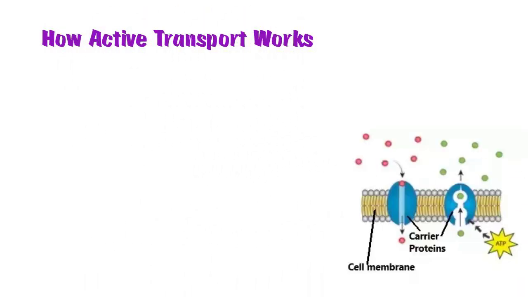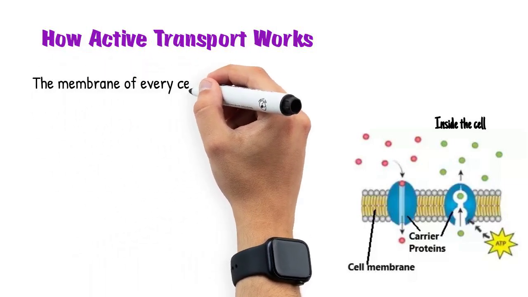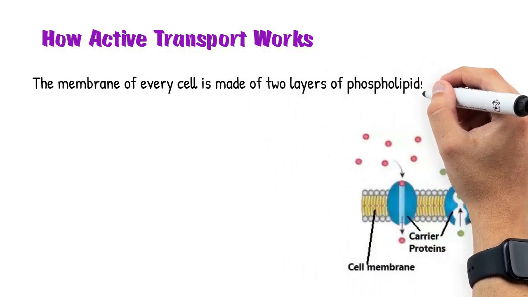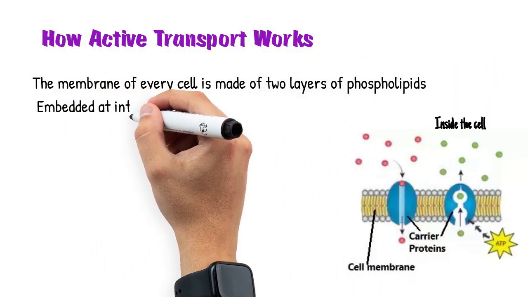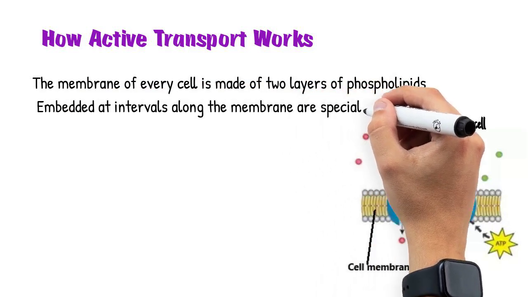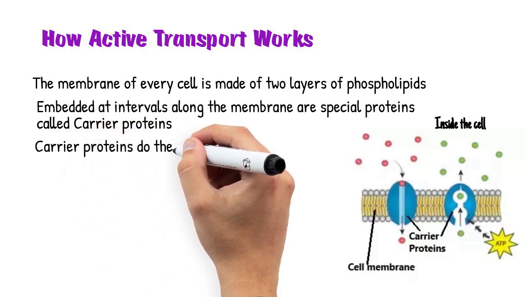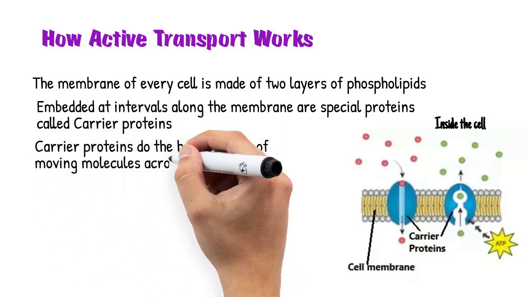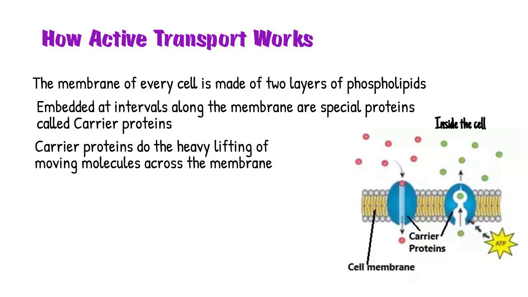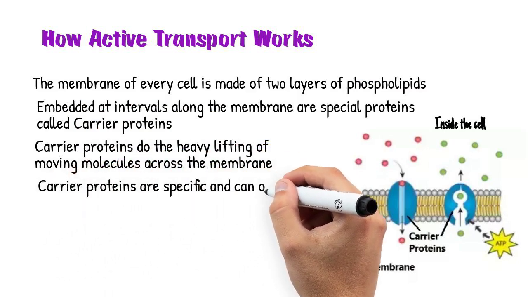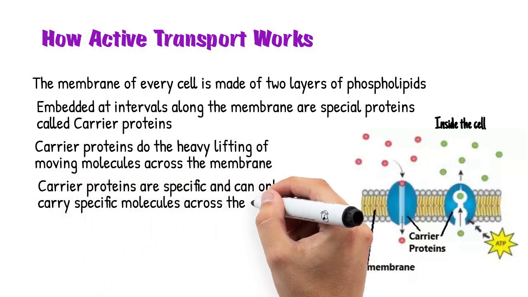This is how active transport works. The membrane of every cell is made of 2 layers of phospholipids as drawn. Embedded at intervals along the membrane are special proteins called carrier proteins. Carrier proteins do the heavy lifting of moving molecules across the membrane. Carrier proteins are specific and can only carry specific molecules across the membrane.